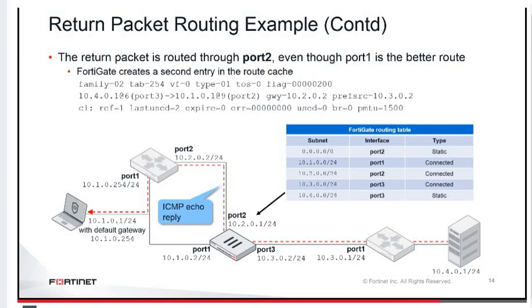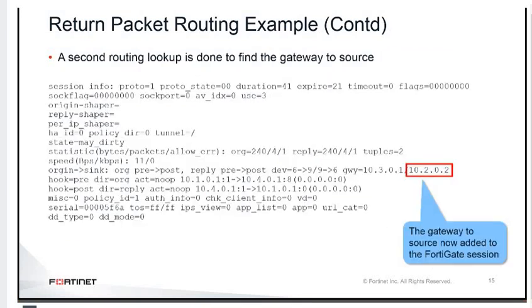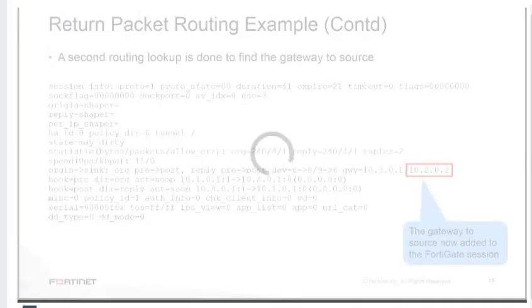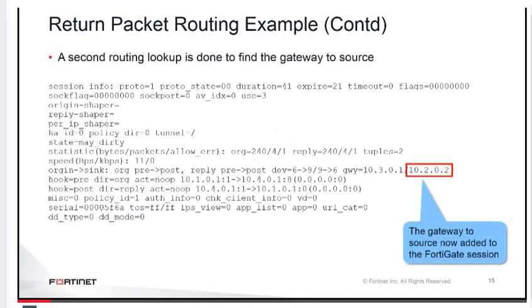With the first ICMP echo reply, a second entry is added to the route cache, this time for the return traffic. Additionally, the unit does a second routing lookup, this time to find the next hop or gateway to the source. That IP address is added to the session, which was previously set to 0.0.0.0.